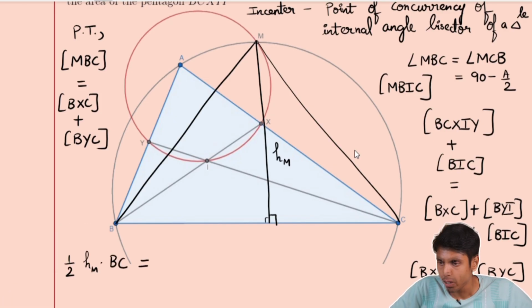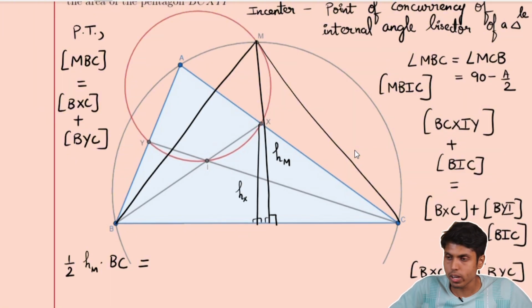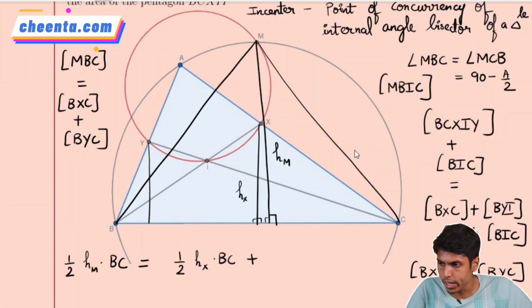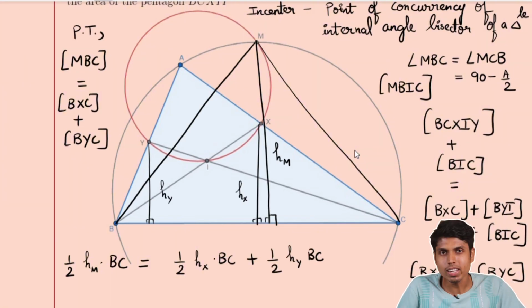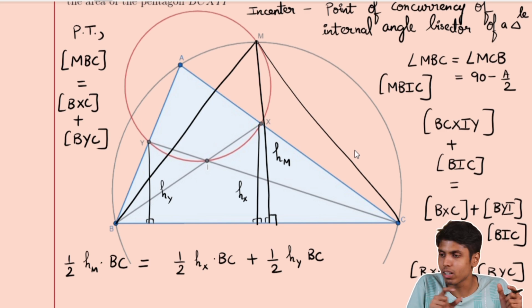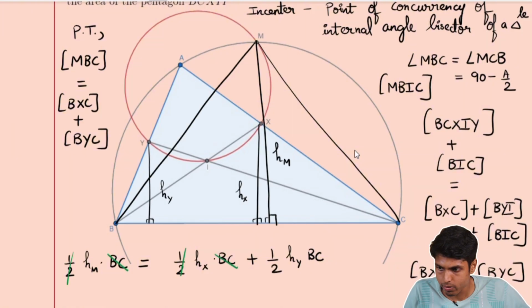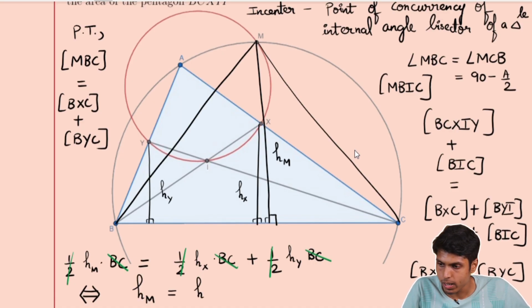This is equal to, you drop a perpendicular from X to BC, call it HX. So area of BXC would be half HX into BC, and drop a perpendicular from Y to BC, the length would be HY, half HY into BC. You see that half BC is common with all these expressions, so it just remains for us to cancel them. Therefore, in order to prove the problem statement, it is equivalent to proving that HM equals HX plus HY.